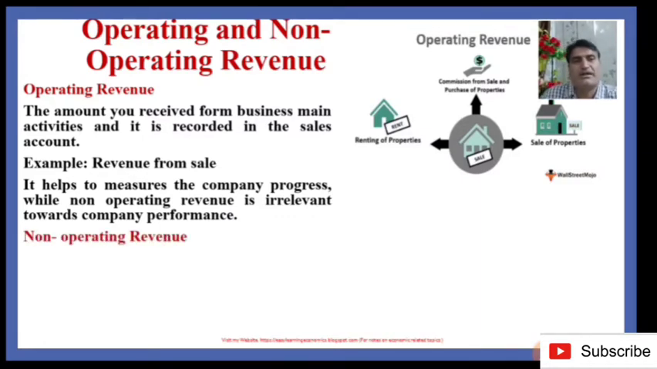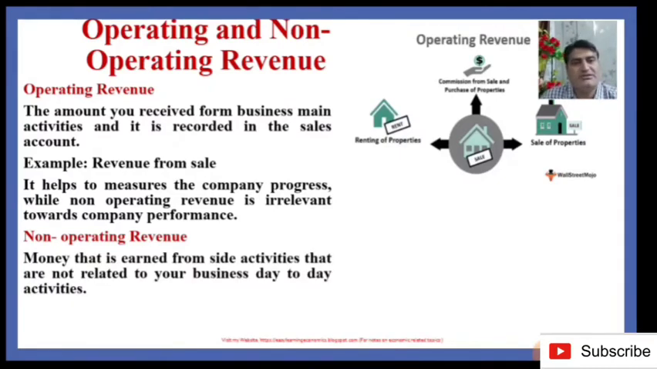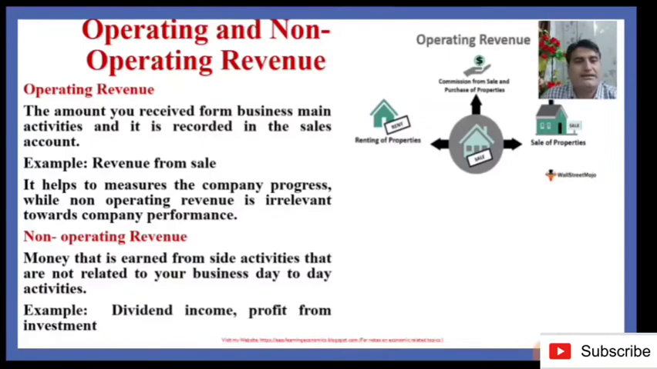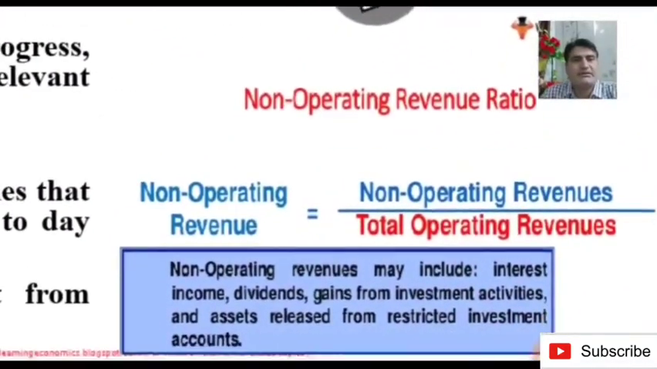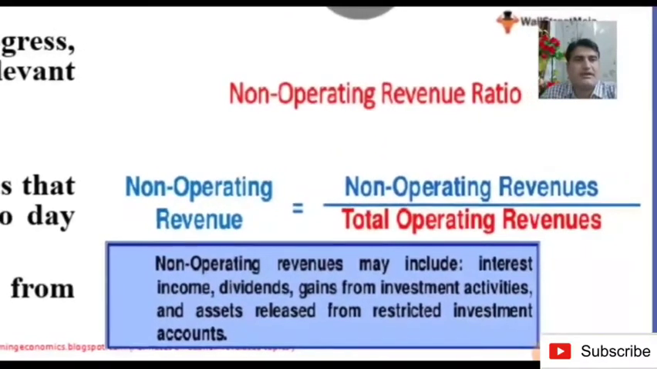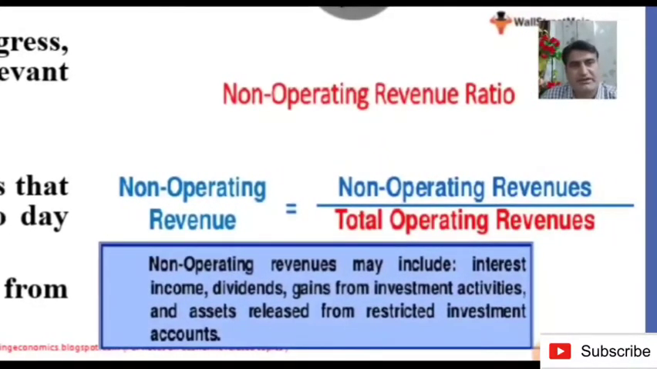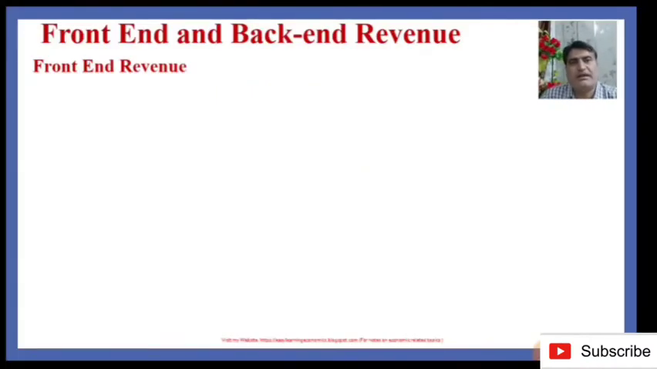So what is non-operating revenue? Non-operating revenue means money income that is earned from side activities that are not related to your business or day-to-day activities, like dividend income, profit from investments. The non-operating revenue ratio we can calculate here. Non-operating revenue ratio is equal to non-operating revenue divided by the total operating revenue. The non-operating revenues may include interest income, dividends, gains from investment activities, and assets released from the restricted investment accounts. So what is front end and back end revenue?